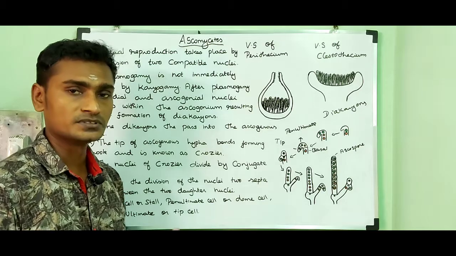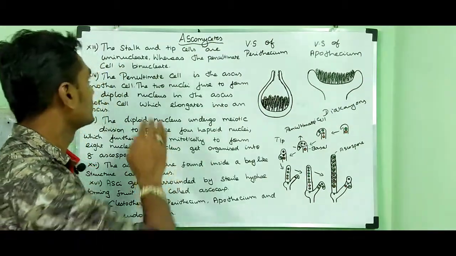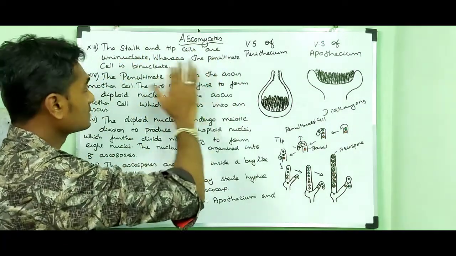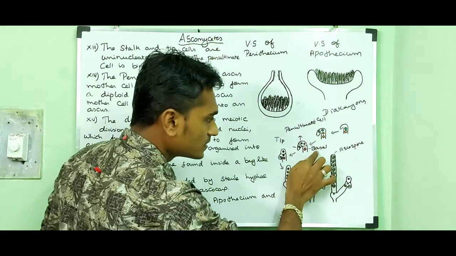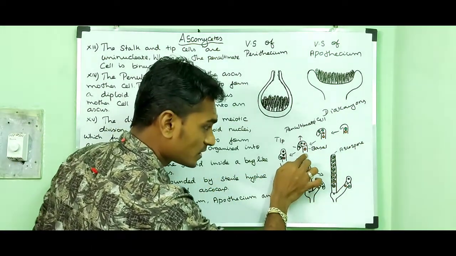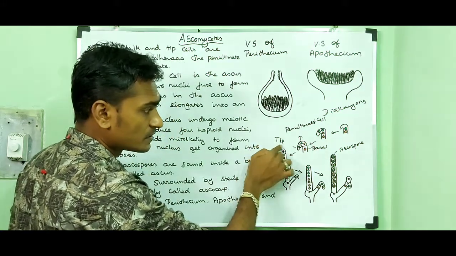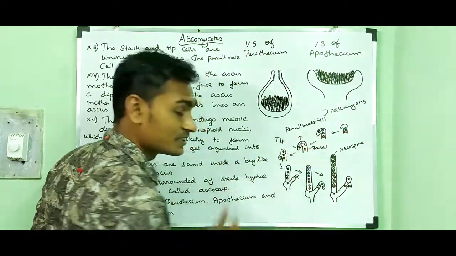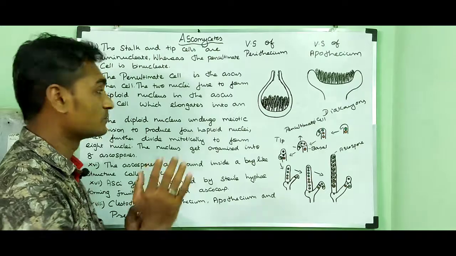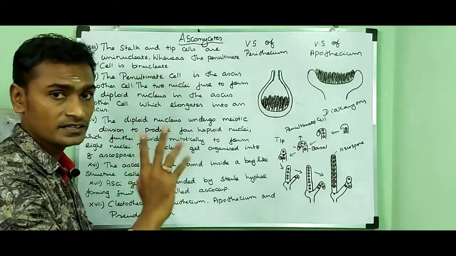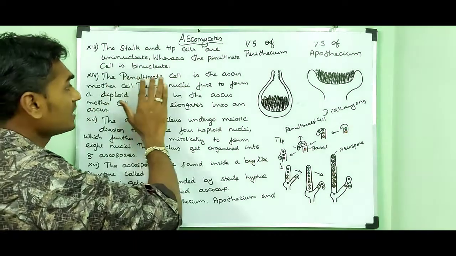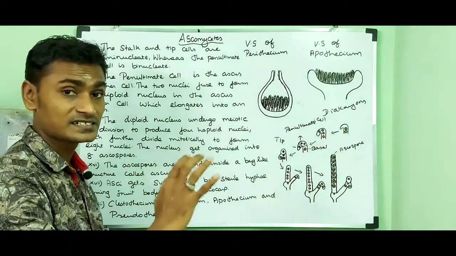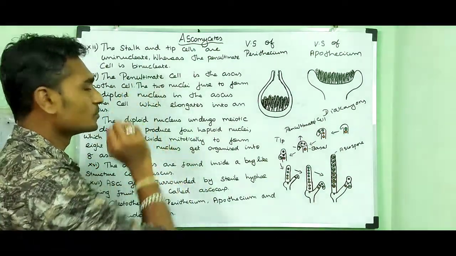Then I am going to tell you the remaining points. The next step, the stalk cell and the tip cell are uninucleate, whereas the penultimate cell is binucleate. Here you can find the basal cell which possesses only one nucleus, and the tip cell which possesses only one nucleus, while the penultimate cell possesses two nuclei. That is why penultimate cell is binucleate. Then the penultimate cell is the ascus mother cell, because it contains two nuclei.